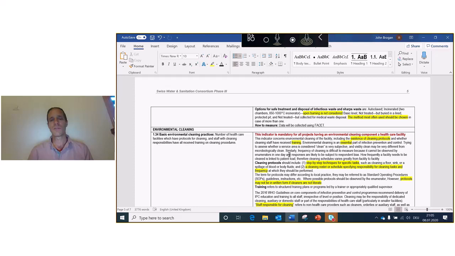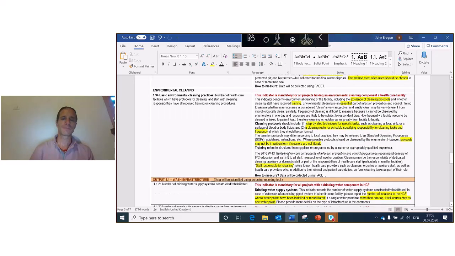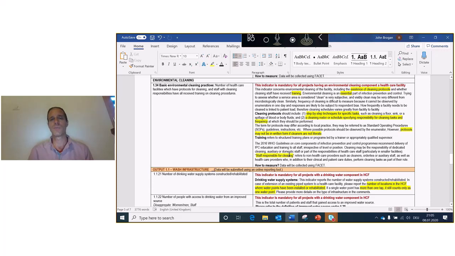In the case that there are different methods for waste disposal, then the method which is most often used should be selected for evaluation. Environmental cleaning. Here we're looking at the existence of cleaning protocols at the healthcare facility and whether the cleaning staff have been provided with training to implement cleaning.